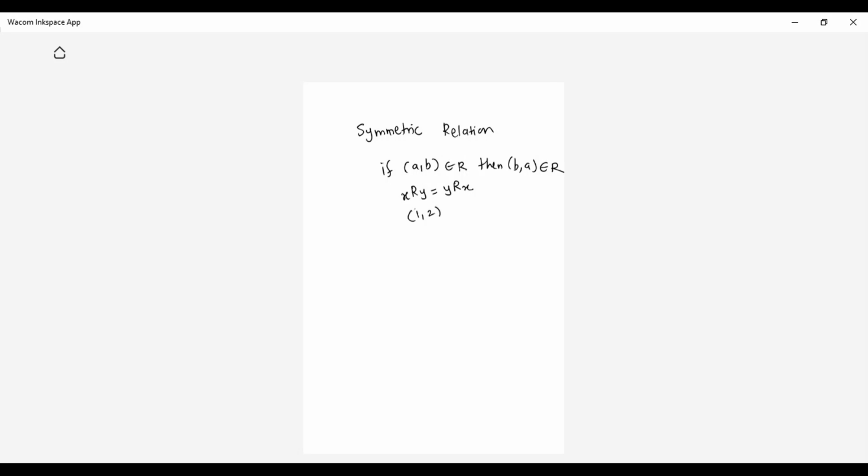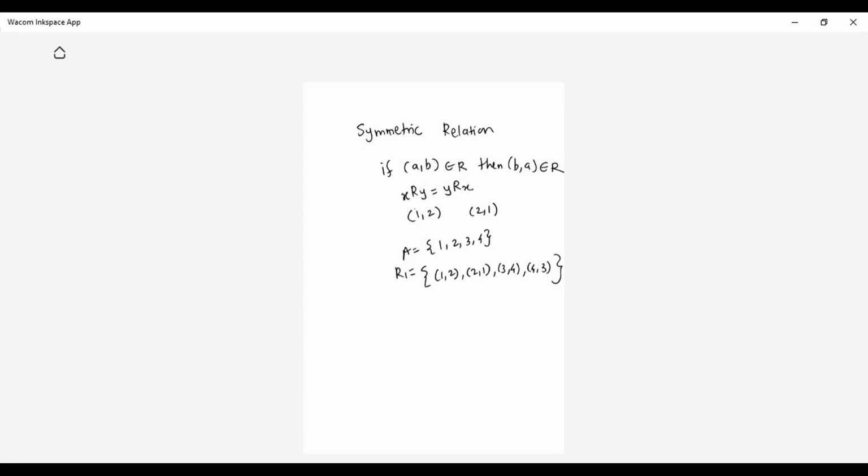If 1 comma 2 is in a relation R, then 2 comma 1 also has to be in the relation. In that case, the relation is a symmetric relation. I'll take an example. A is equal to 1, 2, 3, 4. Suppose I have these elements in a set A, and R1 is 1 comma 2, 2 comma 1, 3 comma 4, and 4 comma 3. So we will check whether this relation is symmetric or not.